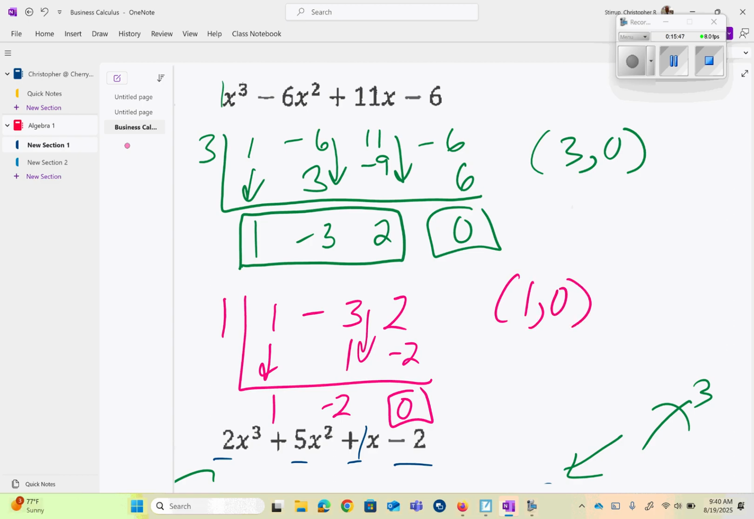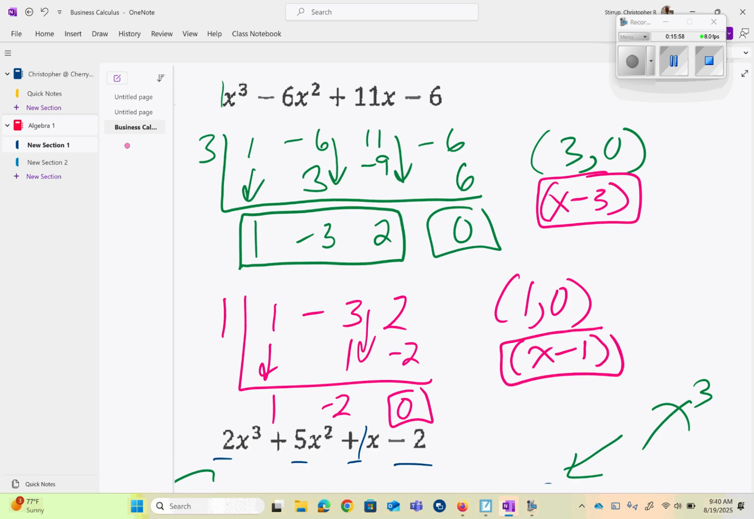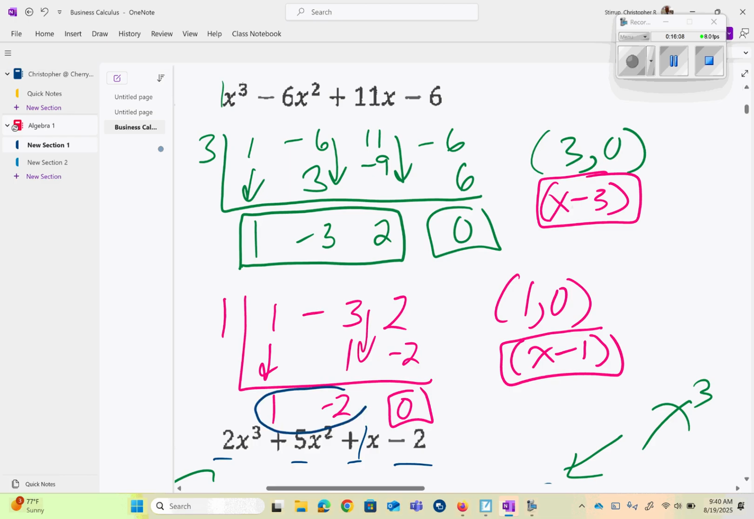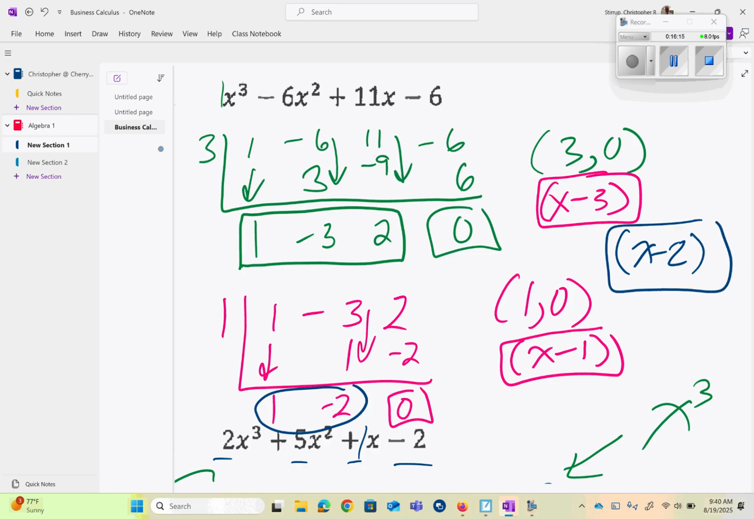That allows us to know that this one would have been x minus 3 as a binomial as the first answer. This would tell me that x minus 1 is another binomial. And then because I'm dividing it down, I can just take this last term right here, which is basically x minus 2, and there's my third binomial. So if I were to multiply x minus 3, x minus 2, and x minus 1 by all kinds of factoring or foiling and double distributing, it would work out.